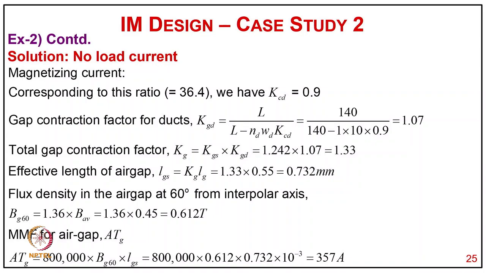The flux density in the air gap at 60 degrees from the interpolar axis is BG60 equal to 1.36 B average, so it comes 0.612 Tesla, and the MMF for air gap ATG equals 8 into 10 power 5 into BG60 into LGS, putting values it comes 375 ampere.